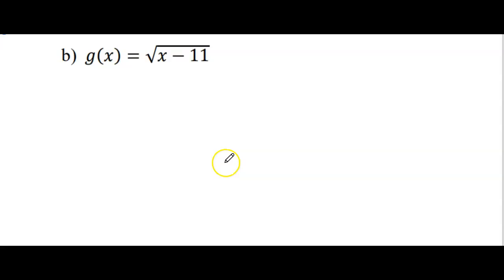The next function is a radical function. Now with the radical functions, we want square roots of non-negative. We don't want negatives. So the x minus 11 is the only part we need to analyze. This is called the radicand of the radical, the stuff inside. To be non-negative means we are greater than or equal to 0.